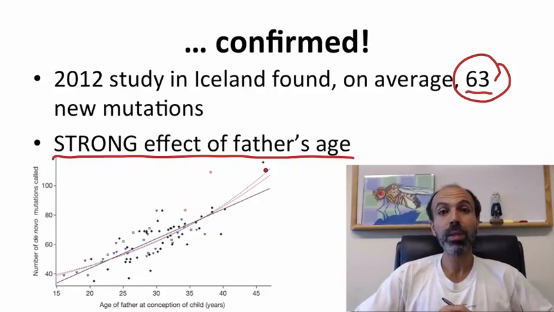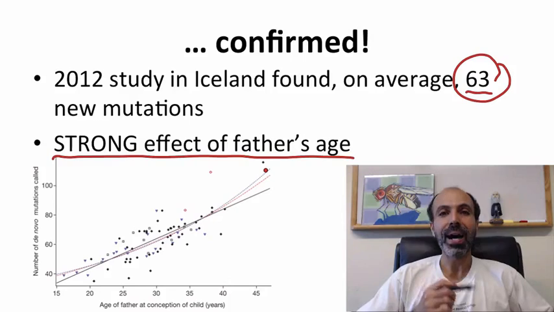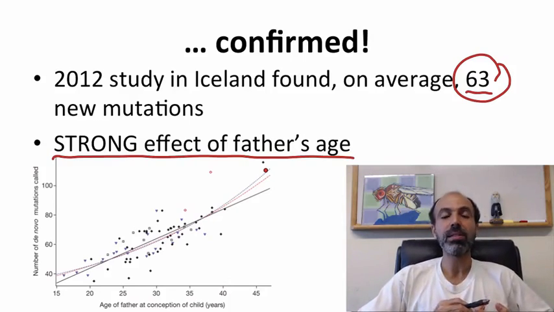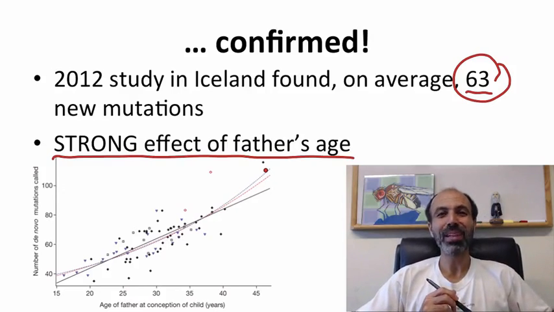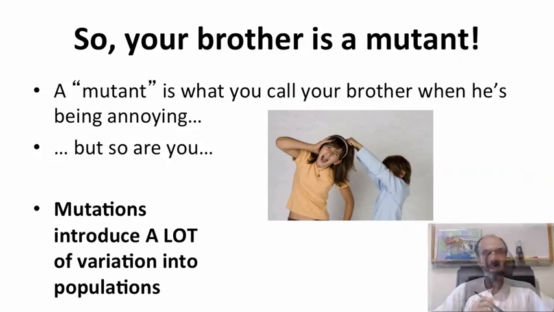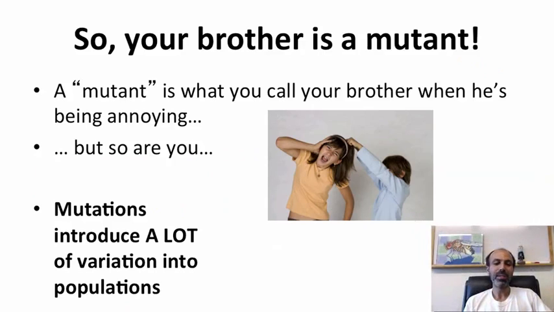And this holds up with disease studies, that people see higher incidence of diseases like autism and other things like that in kids from older fathers. So this is something to consider, and it has definitely societal implications as well. So, coming back to what I said before, your brother is a mutant, but sadly, so are you. So you can call him a mutant, but he can call you one as well.